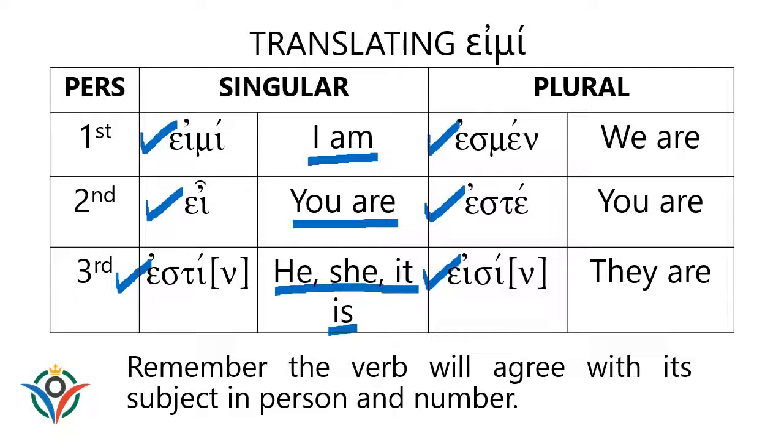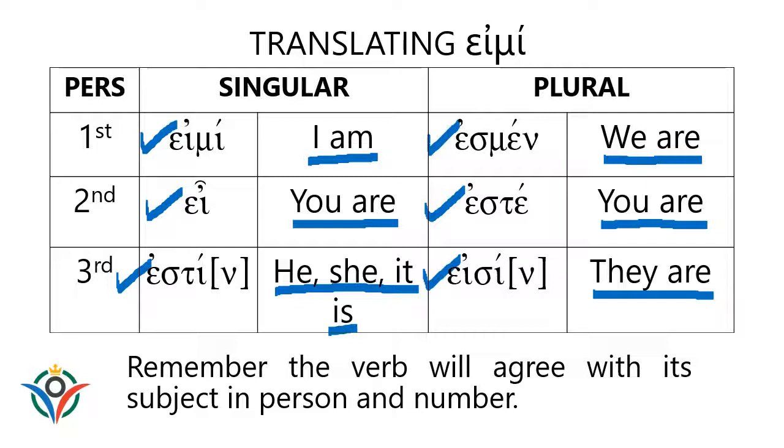First person plural esmen, we would translate as we are. Second person plural este, we would translate as you are. So as you can see, in the English, you would only be able to discern the difference between the singular and the plural based on the context. But if you know the Greek, it's a lot easier to do because the verb endings are very different. And then the third person plural, eisin, we would translate as they are.